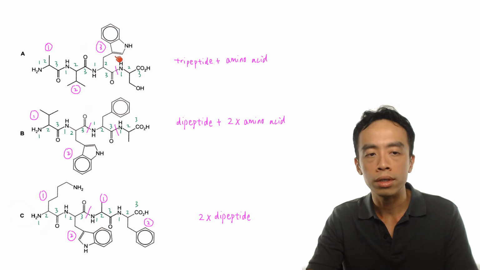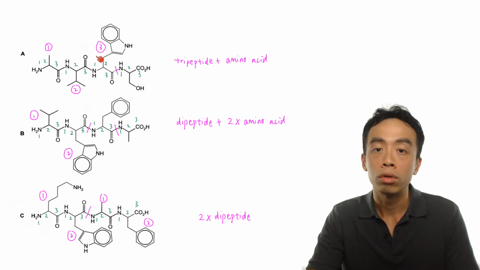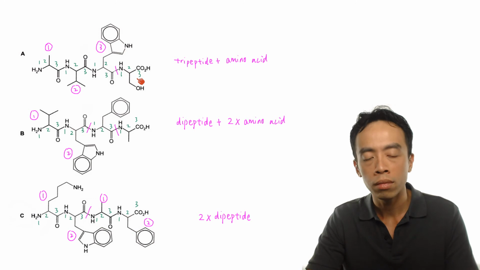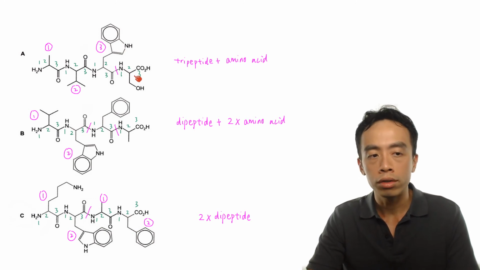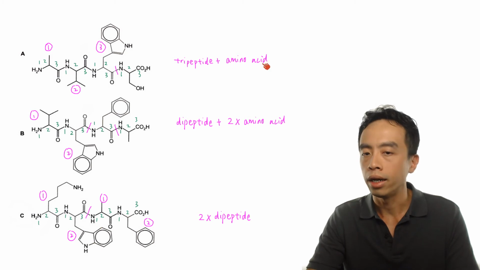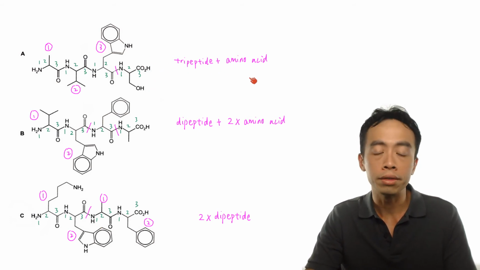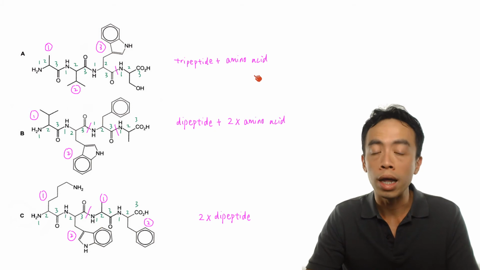The third R group is here. The aromatic group is here. So the chymotrypsin will target this guy. You'll break this bond here at the acid side. Then this guy is one amino acid by itself. So if I consider this permutation, I'll end up with a tripeptide plus an amino acid. Because these three amino acids join together, this is my tripeptide plus one amino acid. So A is not the answer. We actually want two dipeptides.